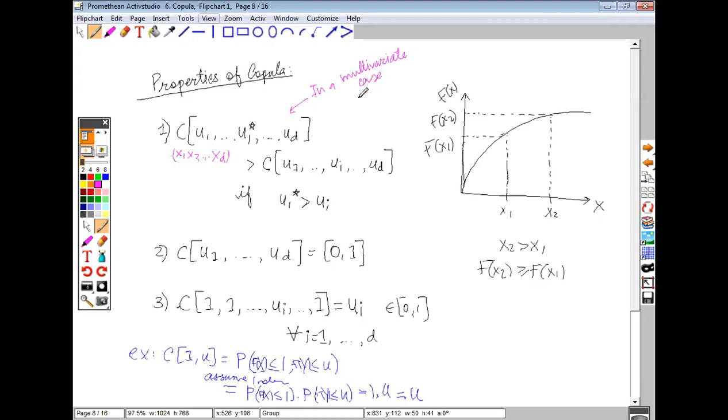Ma'am, but how will the multivariate case even work? Because in bivariate we have two axes, each for X and Y, right? So in case of multivariate, how can we get so many axes?